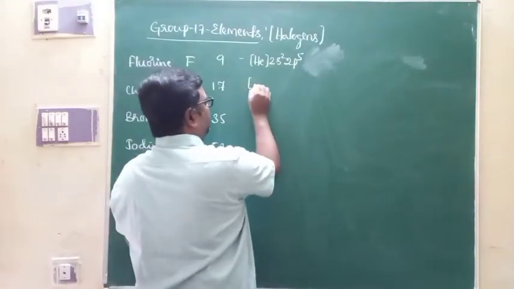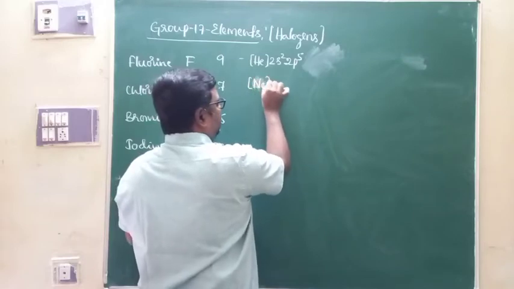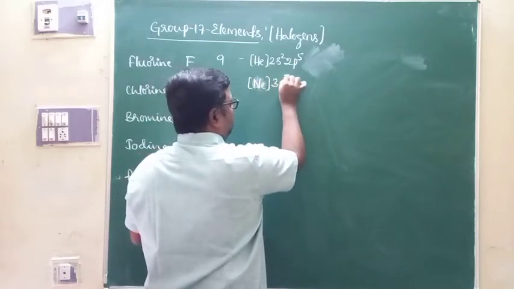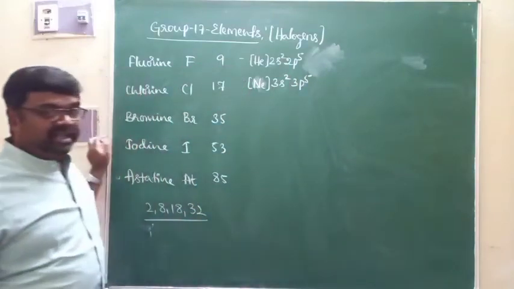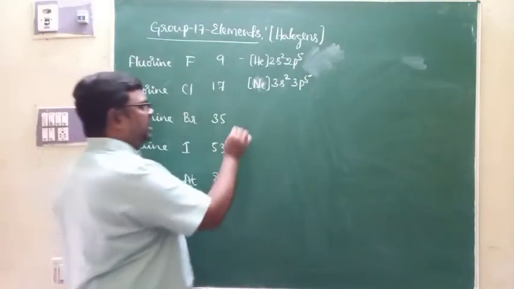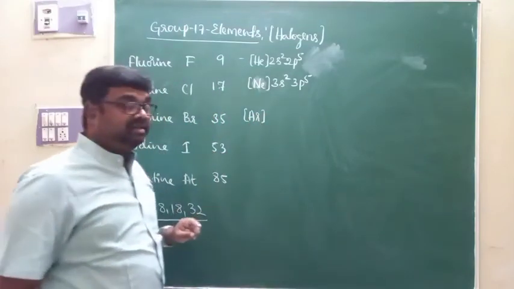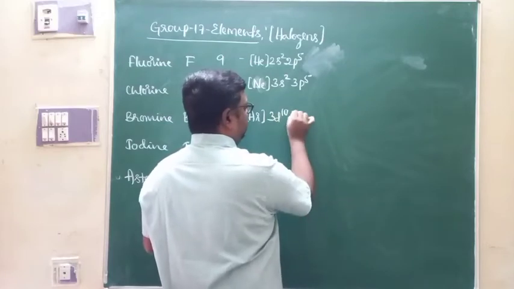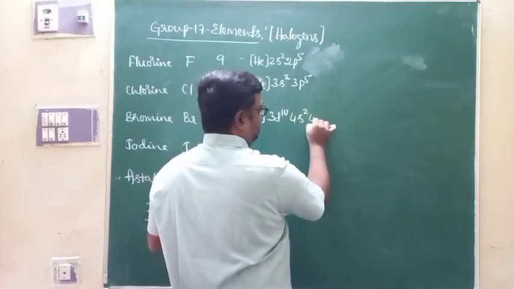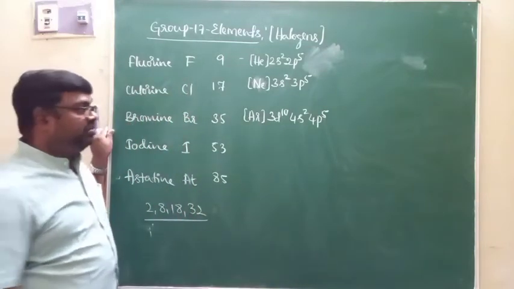Whereas in the case of chlorine, it will be neon. Neon accounts for 10 electrons, the remaining 7 will be 3s2 and 3p5. This is the electronic configuration of chlorine. And here it is argon, that accounts for 18 electrons. Then we have 3d10, that is 10 plus 18, 28. Then it will be 4s2 and 4p5. This is the electronic configuration of bromine.